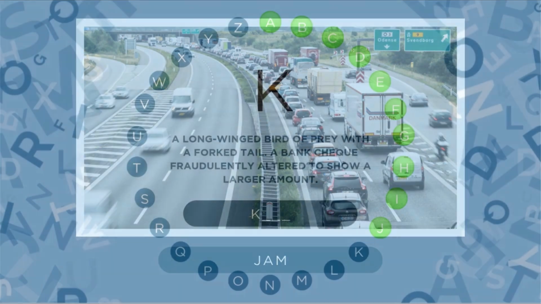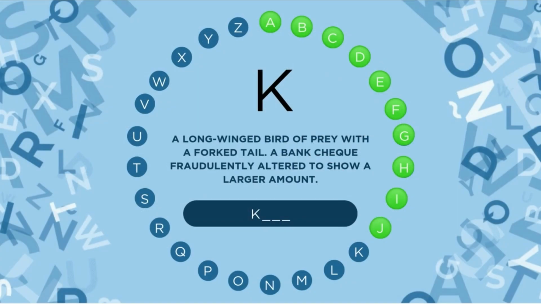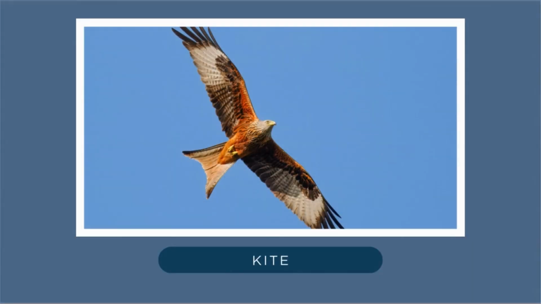The letter K is next, a long-winged bird of prey with a forked tail, or a bank cheque fraudulently altered to show a larger amount. The answer to the letter K is kite.